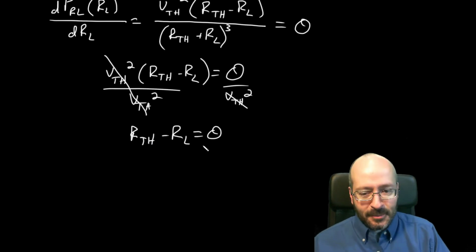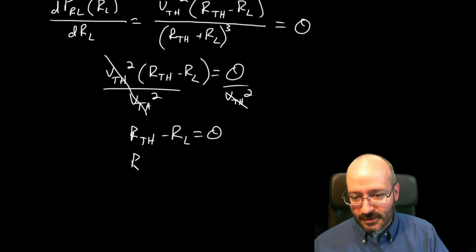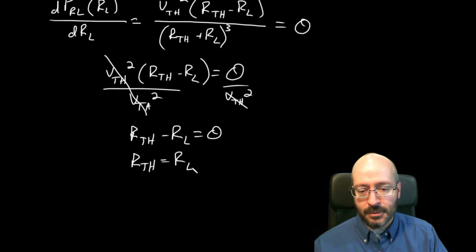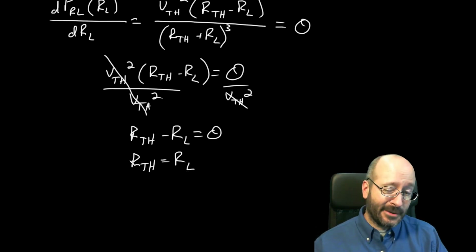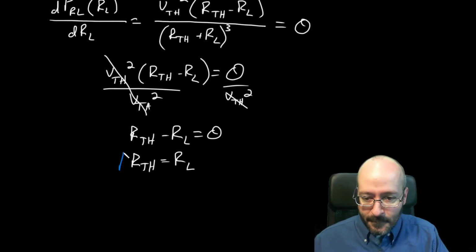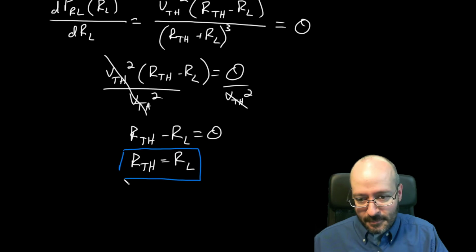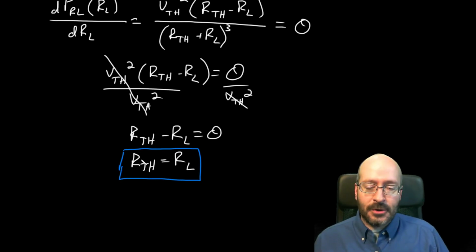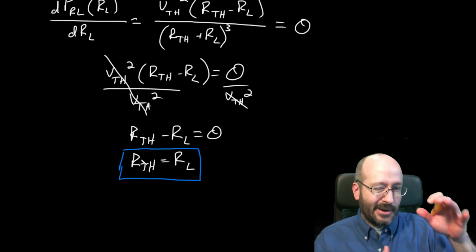Now we feel like we're dealing with stuff that we can certainly do in our head. R Thevenin, add RL to both sides, and you're going to get R Thevenin is equal to RL. So when R Thevenin is equal to RL, can you remember that equation? I think you can. We have maximized power transfer to the load from the Thevenin equivalent supply.